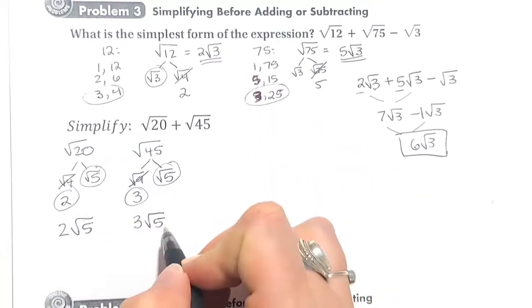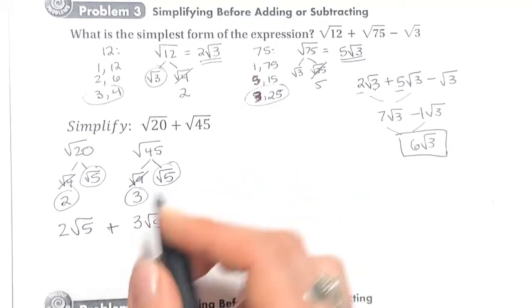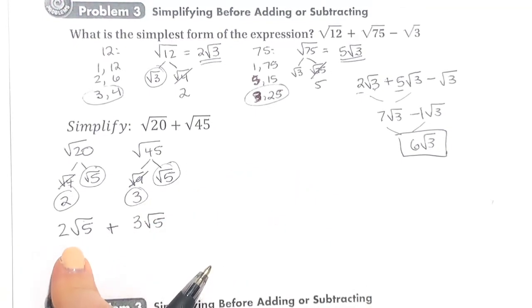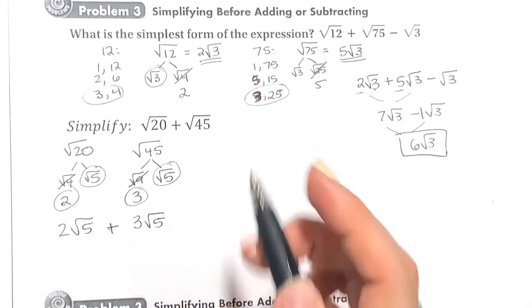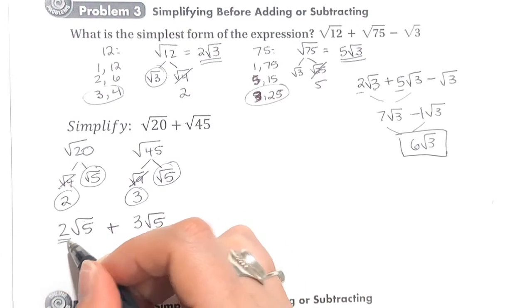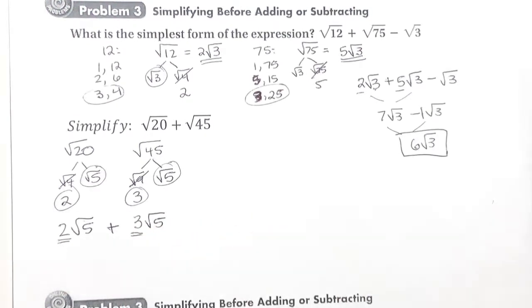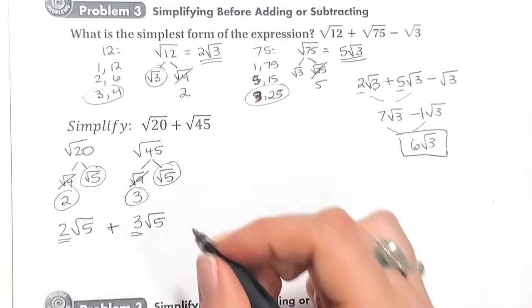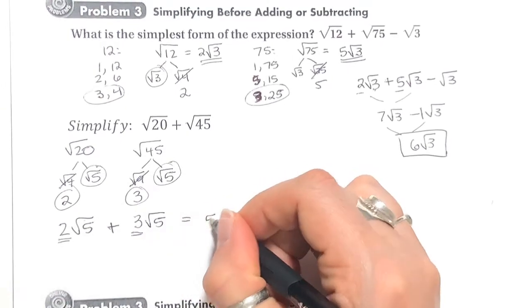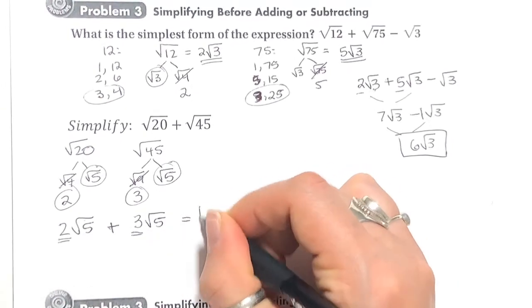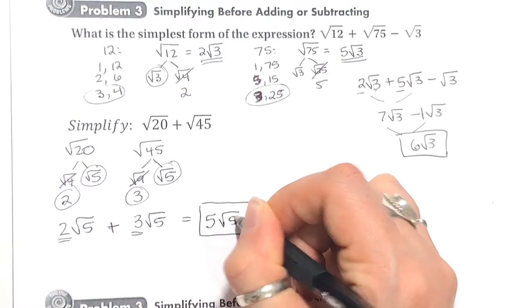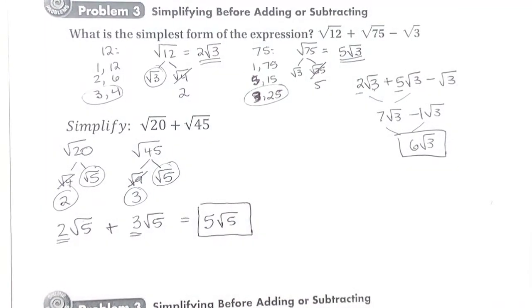Now they have matching square roots, and they're asking us to add them. So our new problem is 2 square roots of 5 plus 3 square roots of 5. Again, you don't do anything to the square root, you're just looking at those coefficients, and we're going to add those. So 2 plus 3 is 5 square root of 5. And that would be your answer. Okay. Hopefully we're feeling okay with that.